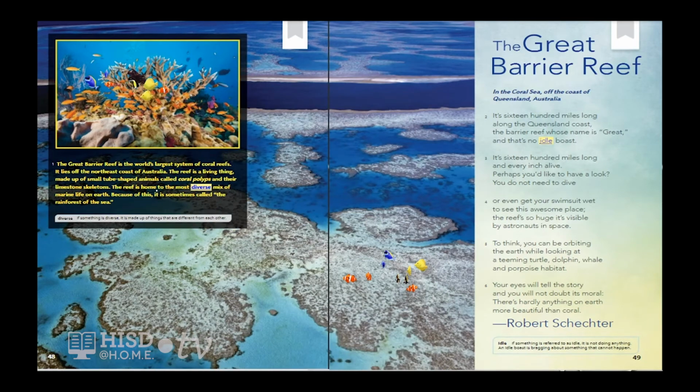Let's continue reading our poem. Or even get your swimsuit wet to see this awesome place. The reef, so huge, is visible by astronauts in space. To think you can be orbiting the Earth while looking at a teeming turtle, dolphin, whale, and porpoise habitat, your eyes will tell the story and you will not doubt its moral. There's hardly anything on earth more beautiful than coral.